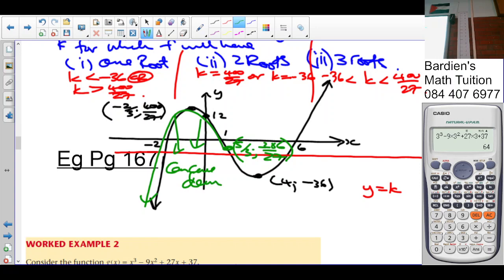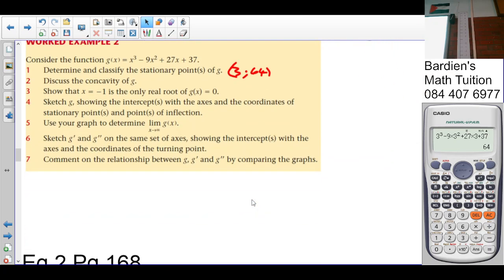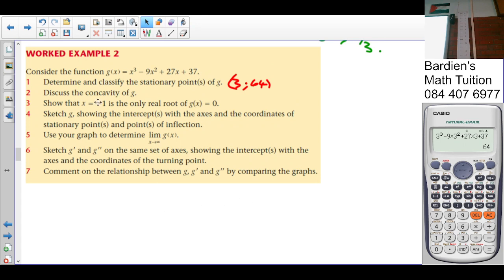So if the question is, for which values of x is the graph concave down? Is concave down for x's less than 5 over 3. Can you see that? Where is the graph concave up? Is concave up for x's more than 5 over 3. It asks you one of the two. Okay. Coming back to this here. Discuss the concavity of g.